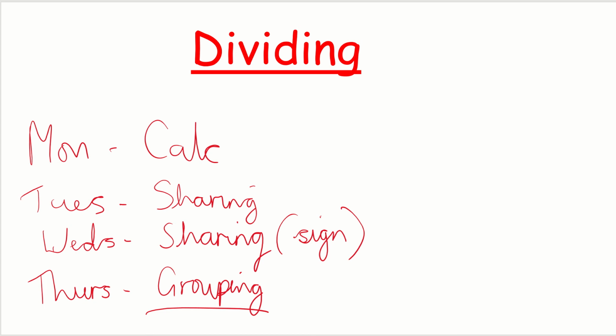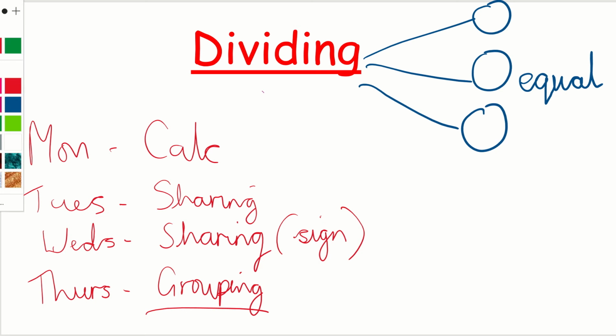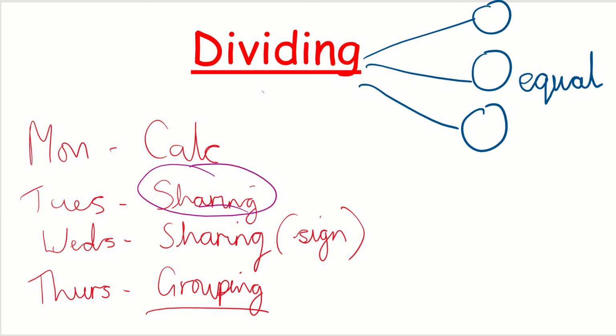But before we do that, let's think about actually what dividing means. So when we divide something, it means we have an amount and we split it up into different groups. Okay, what do those groups need to be? They need to be equal. Hopefully you've said equal. We want equal groups, and one way of making sure that those groups were equal was by sharing, which is what we did on Tuesday and what we did yesterday.